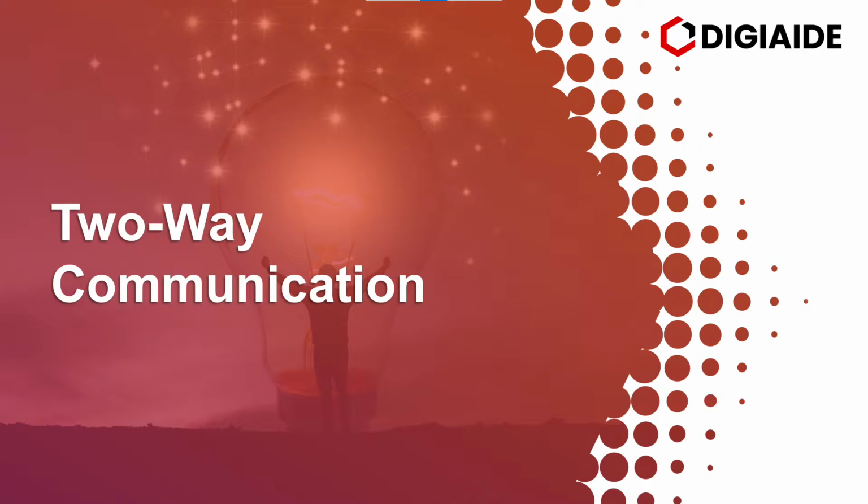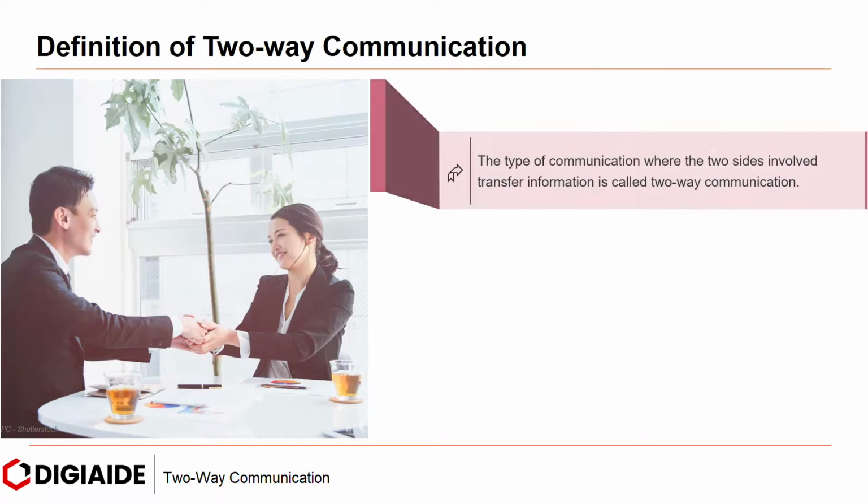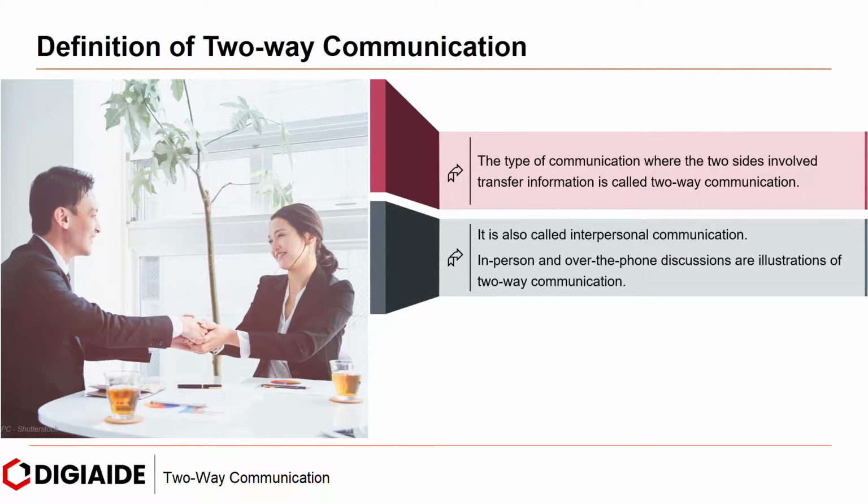In this video, we are going to cover the topic on two-way communication. Now let's start with the definition of two-way communication. The type of communication where the two sides involved transfer information is called two-way communication. It is also called interpersonal communication. In-person and over-the-phone discussions are illustrations of two-way communication.